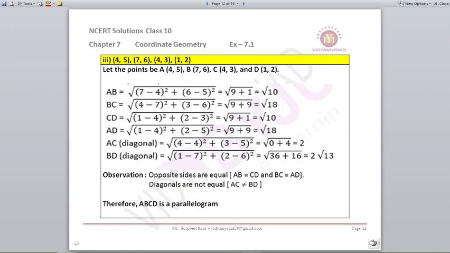So in this case, when we see the sides, we can realize that opposite sides are equal. That means AB is equal to CD and BC is equal to AD. But diagonals are not equal. So that means it is a parallelogram.